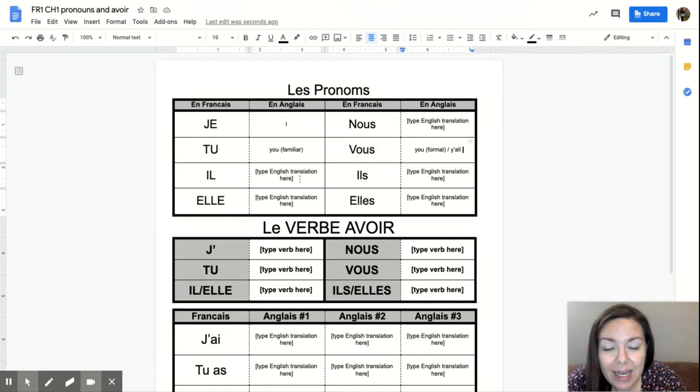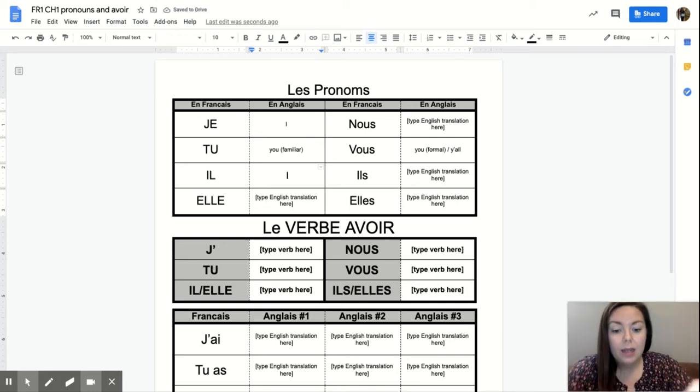So we have il. Répétez il. We practiced this when we did names at the beginning. Il s'appelle. So this is he. And then we have elle, which is féminin. So the feminine version of he is she. Okay? Over here on our plural column.